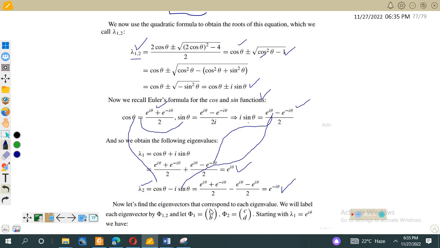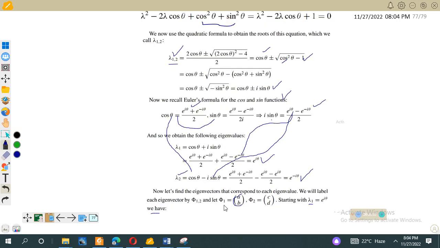Now let's find the eigenvector corresponding to each eigenvalue. We will label each eigenvector phi 1 and phi 2, where phi 1 will be equal to a and b, and similarly phi 2 will be equal to c and d. We will find the values of a and b, and of c and d. First we find the eigenstate for lambda 1 equal to exponential iota theta.